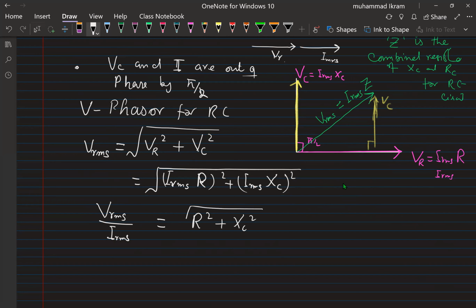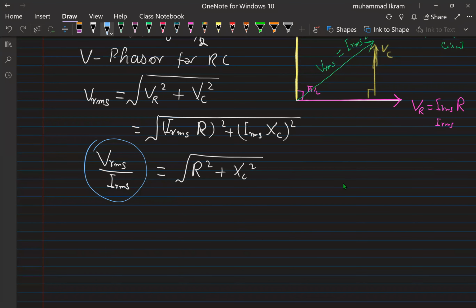So here what you see is that the combined resistance is not linearly added, rather it is the square root of the sum of the squares of the pure resistance and the capacitive reactance of the circuit. This is called the impedance of the circuit and is denoted by Z to differentiate it from R and XC. And this is equal to root of R square plus XC square.